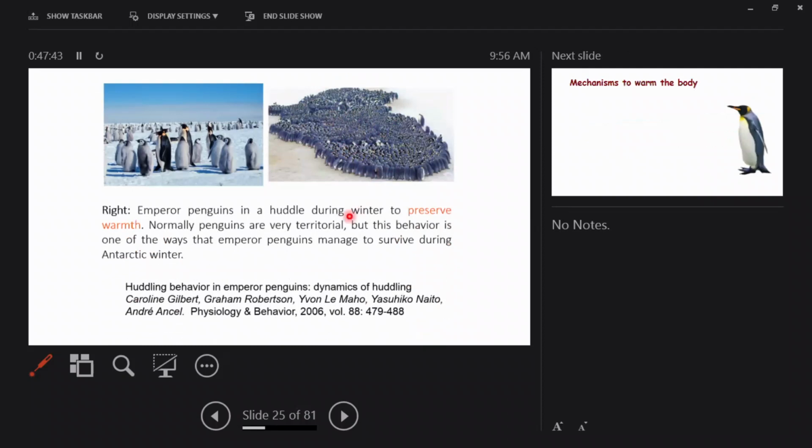So huddling behavior in emperor penguins. So emperor penguins in a huddle during winter to preserve warmth. Normally, penguins are very territorial. They're not used to working in a group like this. But during the winter season, they do this by huddling together in order to survive during Antarctic winter. Antarctic winter can be extremely cold.